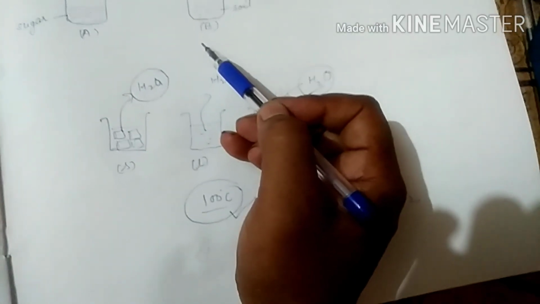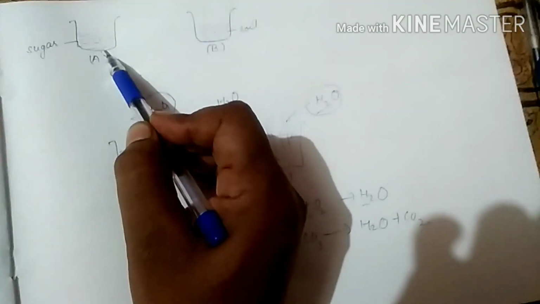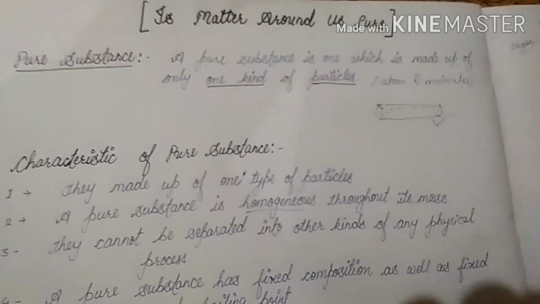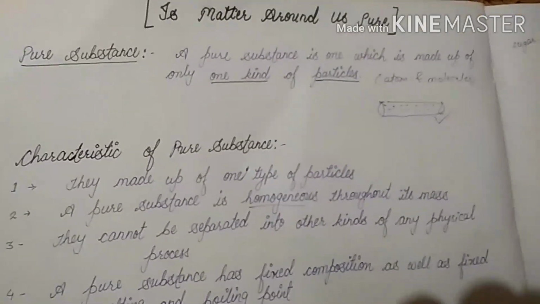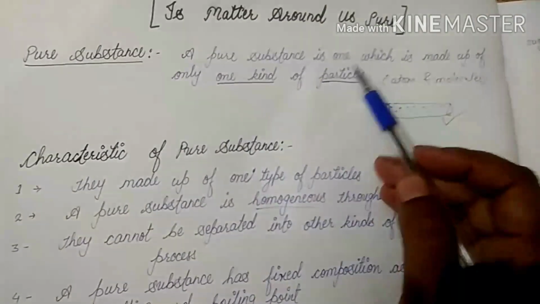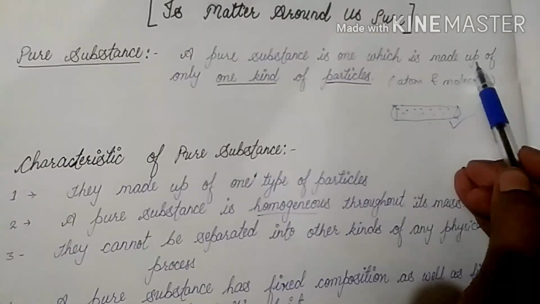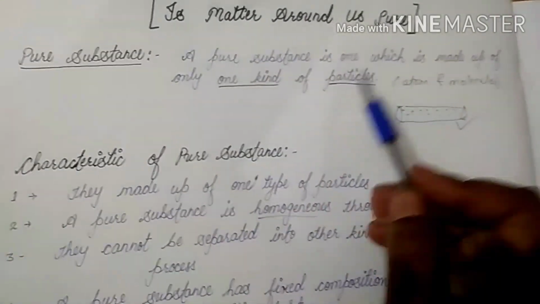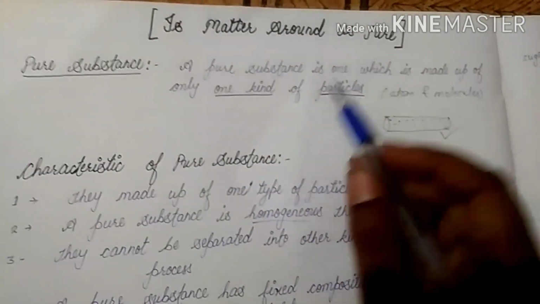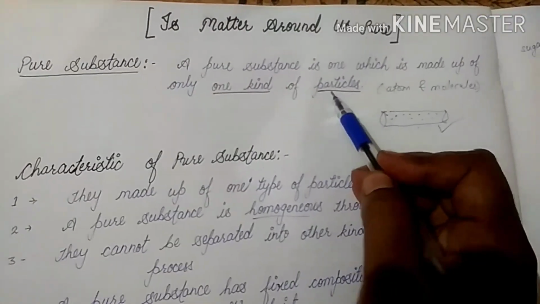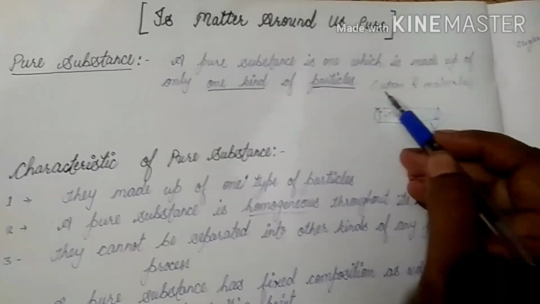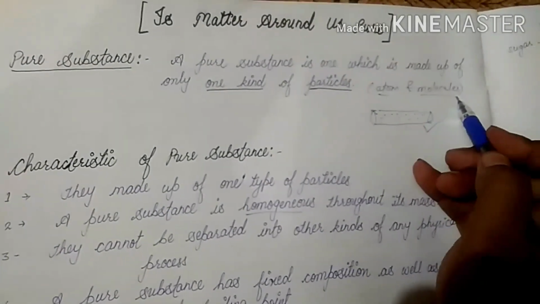So from this we can say that all the matter around us is not pure. Now see, children, what is the real meaning of pure substance in science? A pure substance is one which is made up of only one kind of particles. Those substances which contain only one kind of particles will be pure substances. Children, particles here means the atoms and molecules.